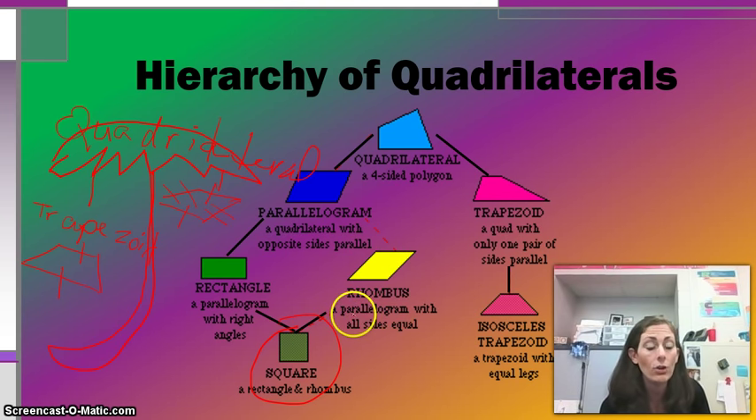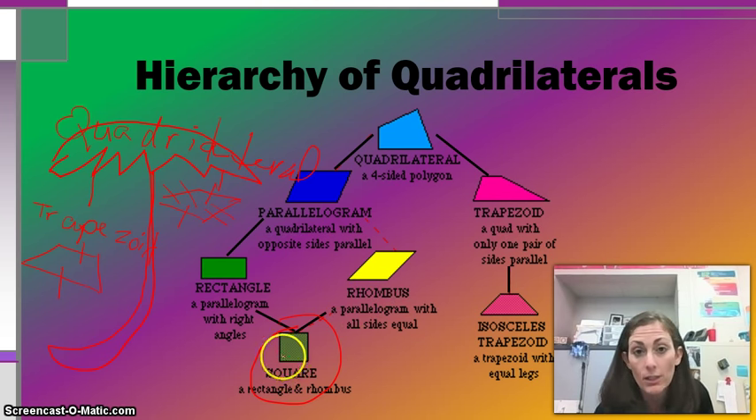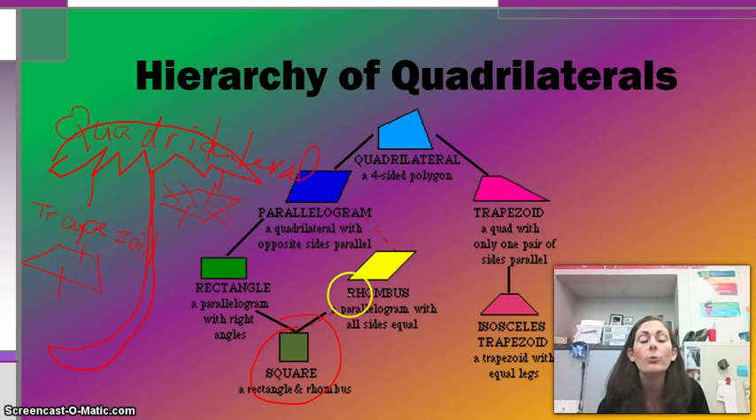Now, if you're listening, and hopefully you are, I want you to understand that a rhombus can never be a square, okay? The reason for that is because a rhombus does not have 4 right angles. And a rectangle can never be a square because a rectangle does not have all congruent sides.